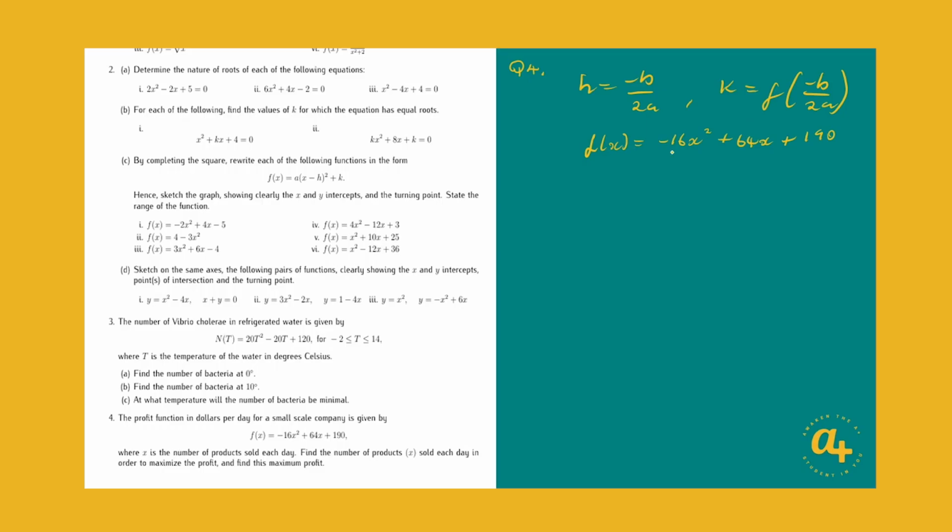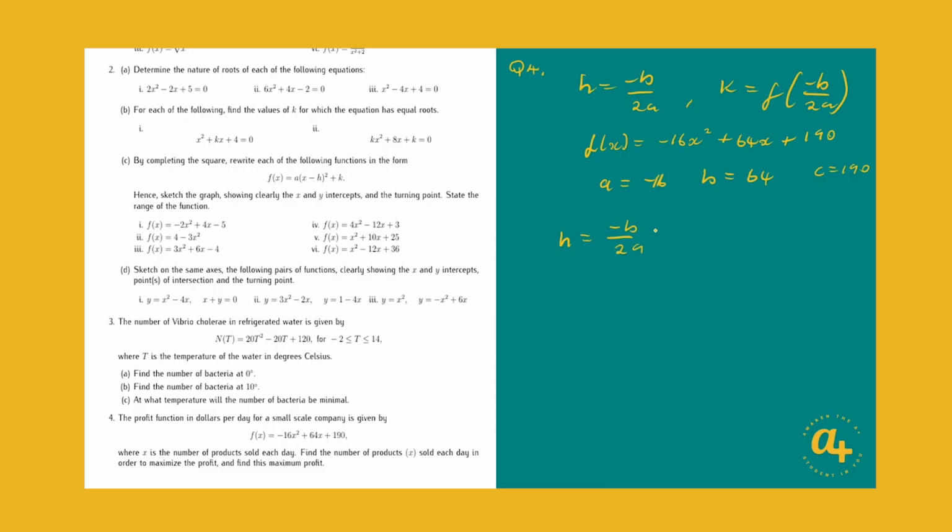And then the next thing we're going to do is pick out what our a is. We know that our a in this case is negative 16, our b is 64, and our c is 190. So we're going to start first by finding the value of our h. So we're going to say h equals negative b over 2a.